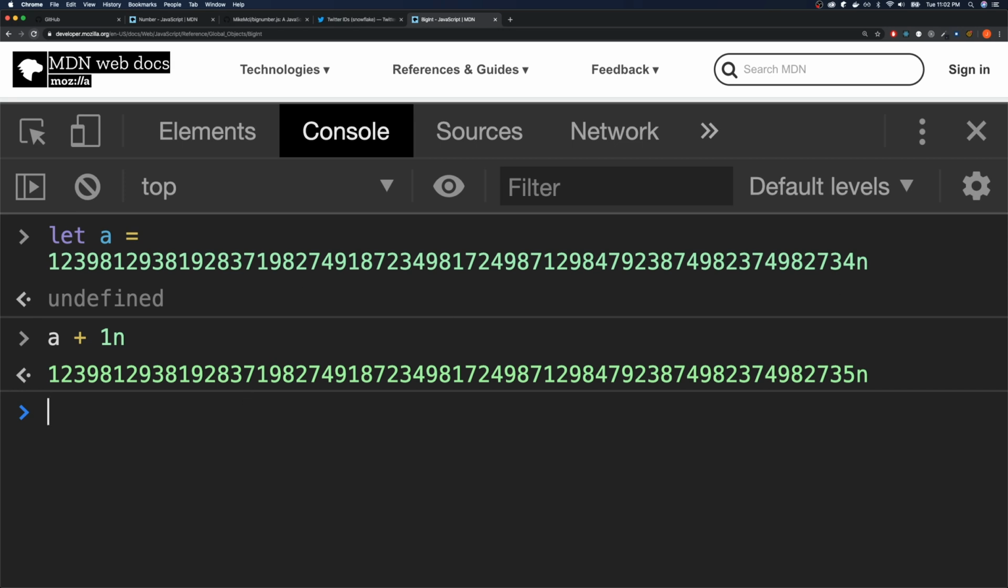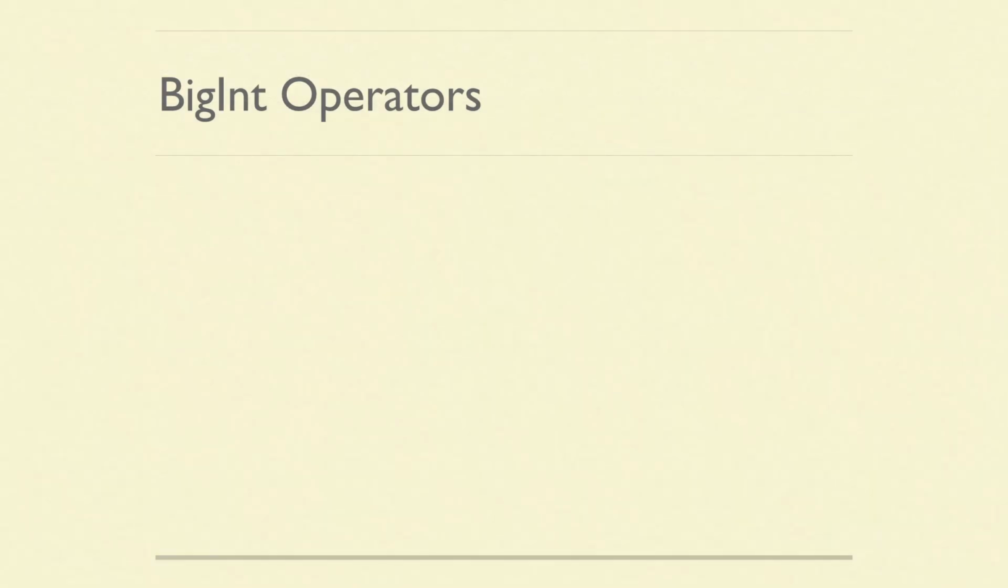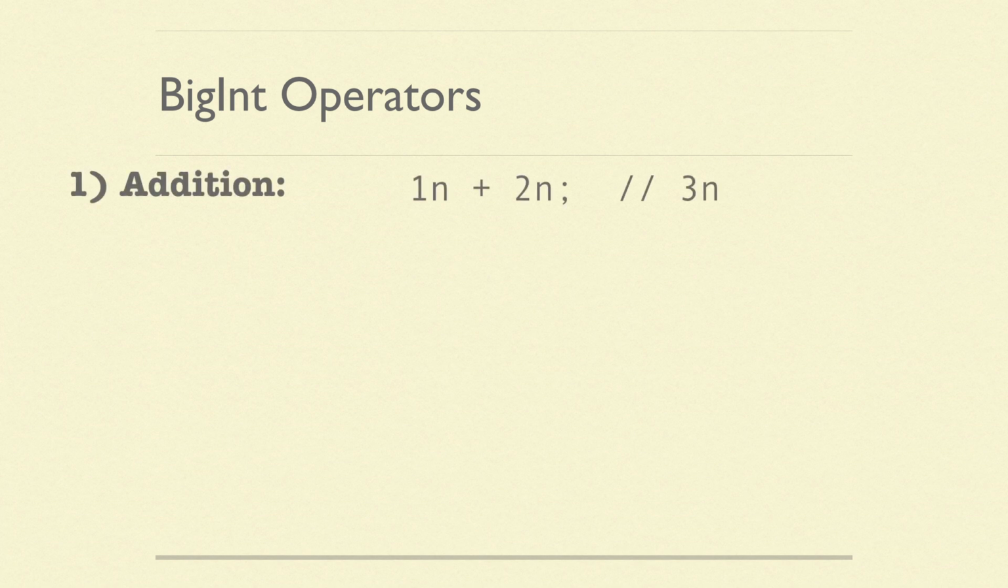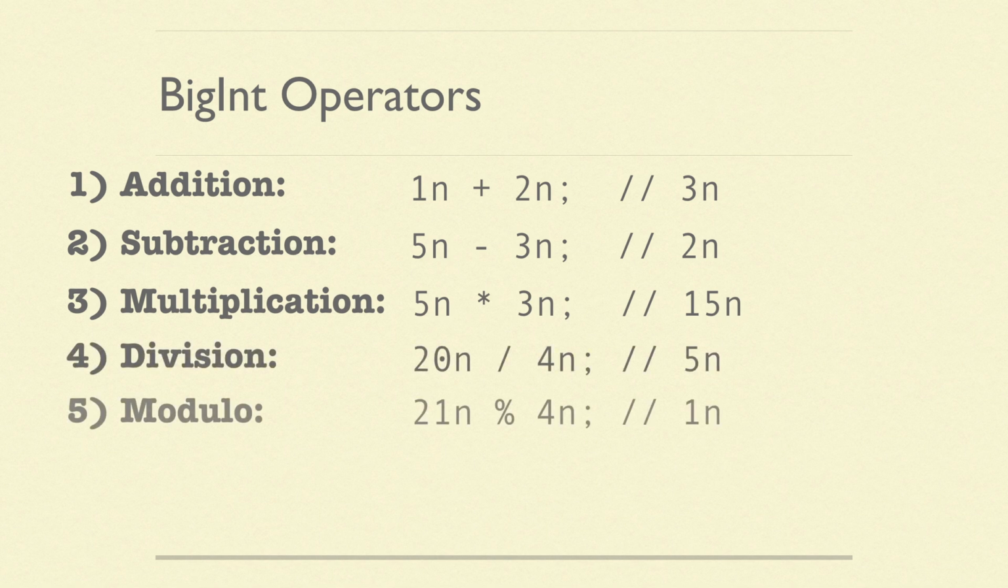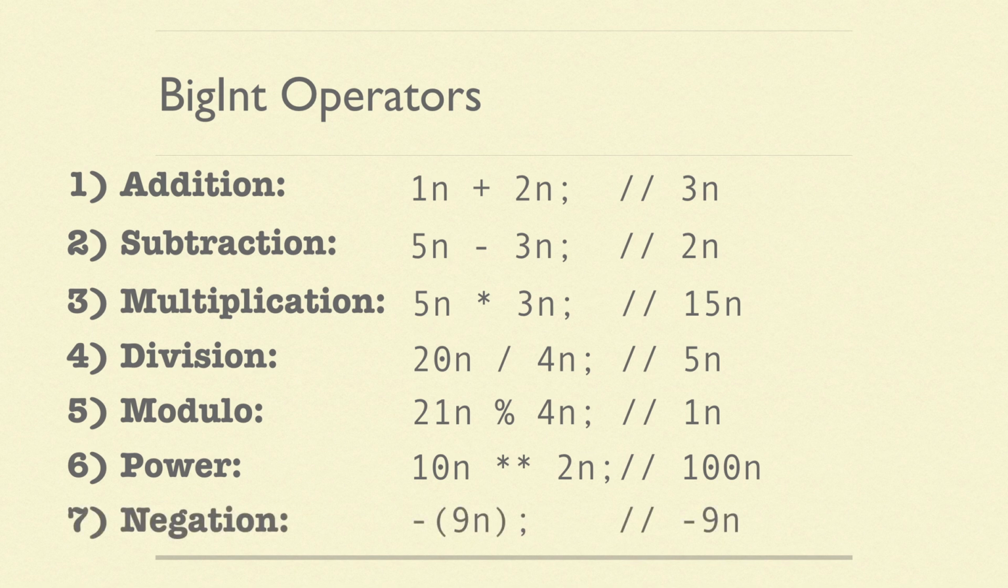What are the operators that you can use with BigInts? You can add two BigInts together like so. You can also subtract. You can multiply. You can divide. You could get the modulus, and even take the power. You can also use the negation operator on it, making it negative, or making a negative BigInt positive. You can also use the double plus to increment it as well.